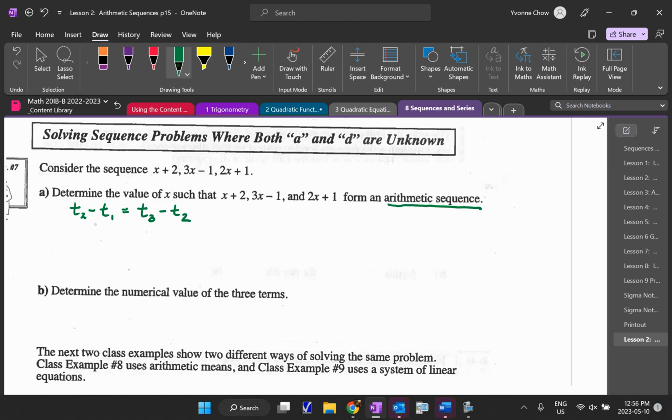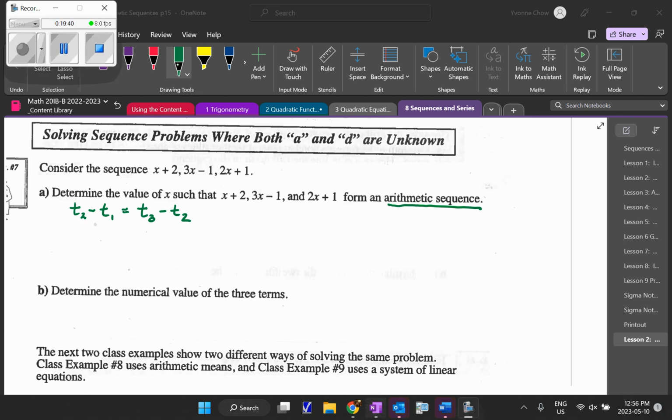So why don't you go ahead and hit pause and try that question out and complete parts A and B. And by doing B, it will confirm whether or not you have the correct x value.